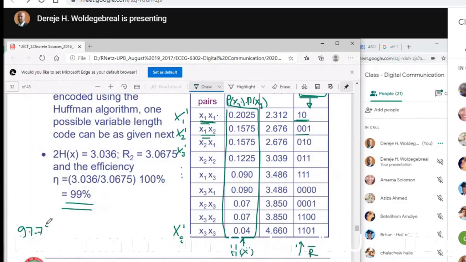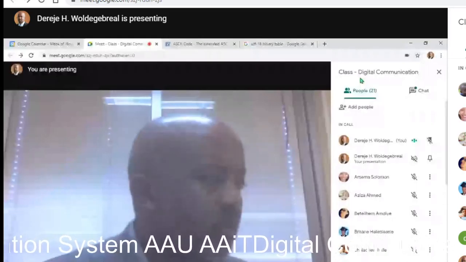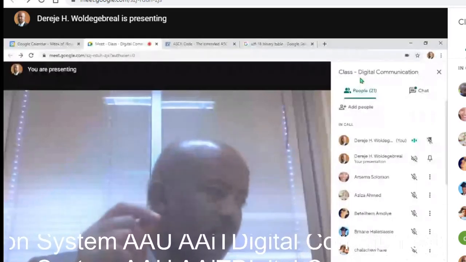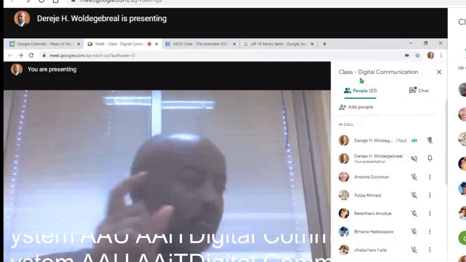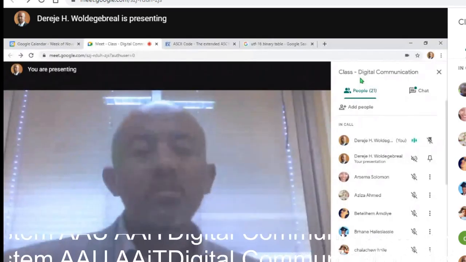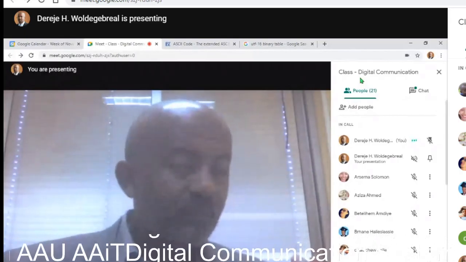Now, instead of using a symbol by symbol, if we apply a block-based encoding, what's important is not the number. What's more important is that instead of assigning one code word to each symbol, if we take two of them at a time, then the efficiency would improve.